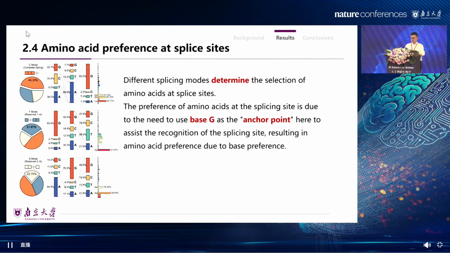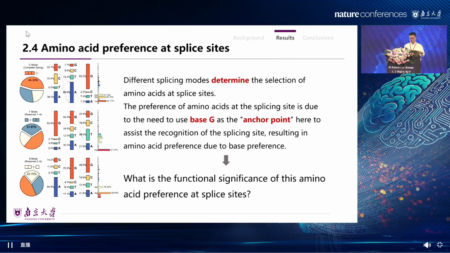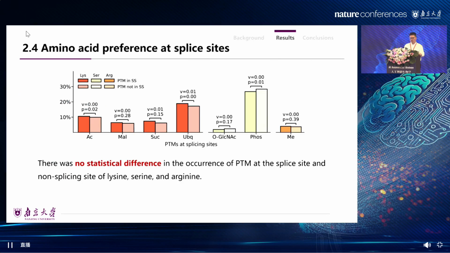This made us wonder if this amino acid preference was driven by functional constraints like post-translational modification. However, we found no significant difference in PTM frequency at a splice site compared to a non-splice site.